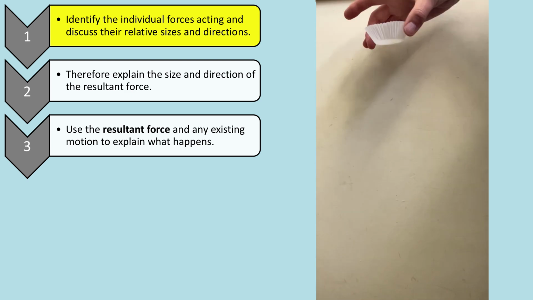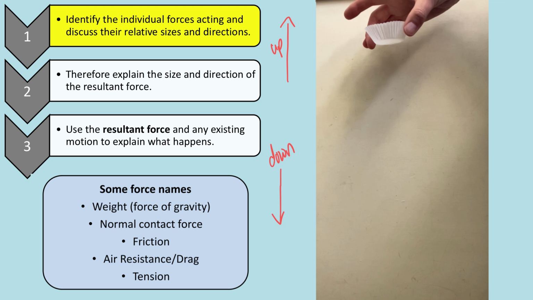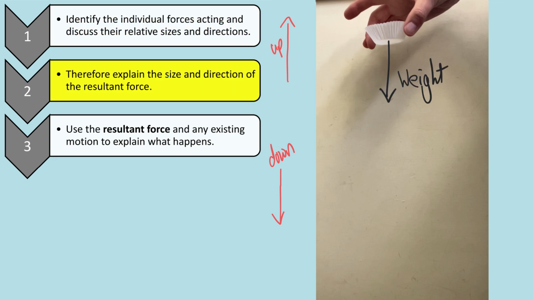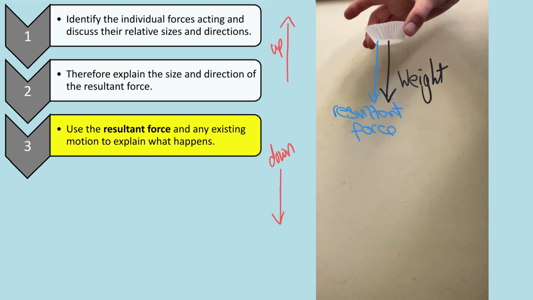Let's start with the moment that the cupcake case is released. So the first step is to identify the forces acting at that point. As it hasn't yet started moving, the only force that's going to be acting is going to be weight, or the force of gravity, which is going to be acting downwards. The resultant force is therefore exactly the same size as the weight and acting in the same direction, so let's draw that in. Now we need to explain the motion using the resultant force.